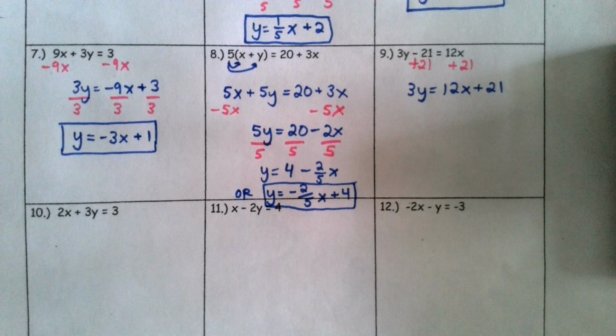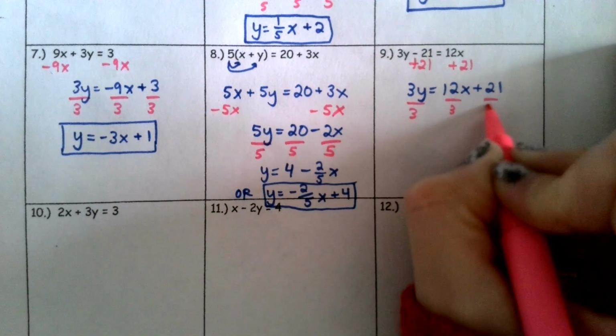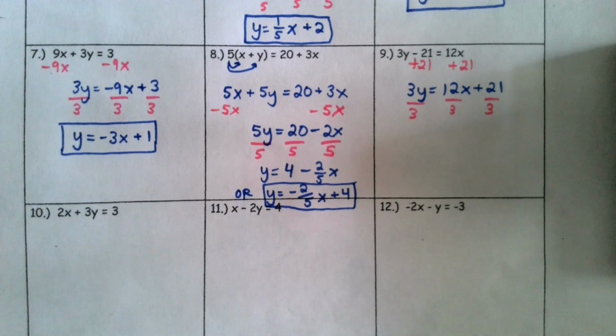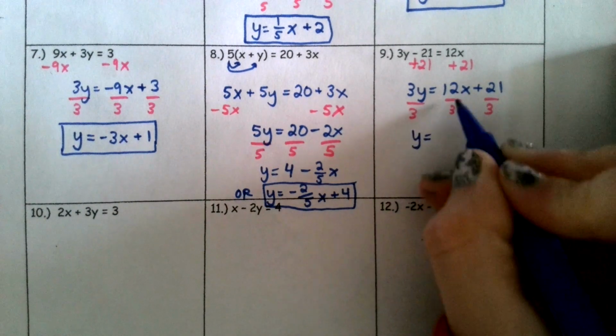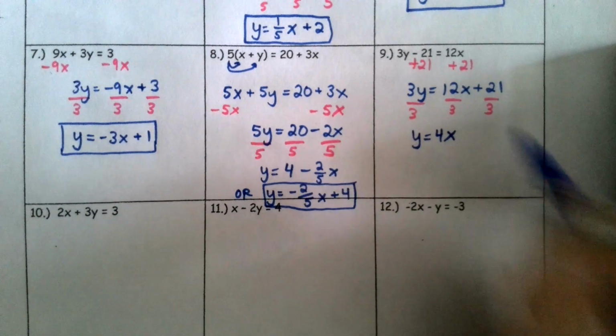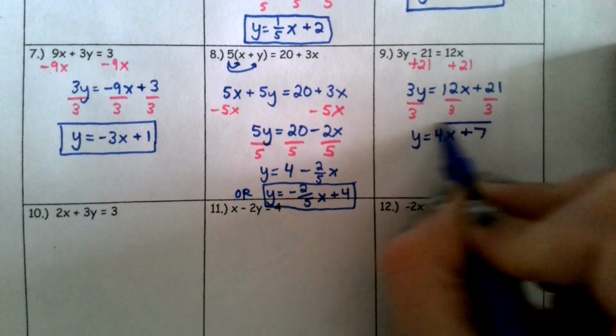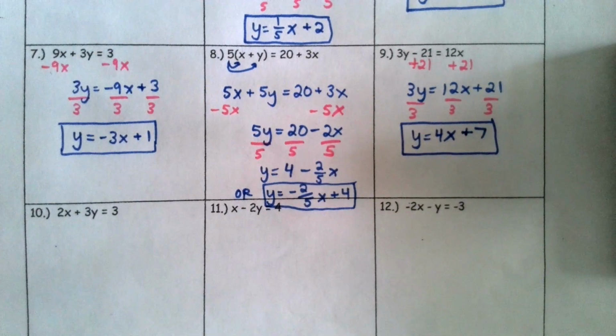And then we have one more step, which is to divide every single part of this equation by 3. So now we're going to have y equals 12 divided by 3 would be 4. Don't forget the x next to it. And then 21 divided by 3 would be 7. So we're going to have plus 7 on the end. So that is the slope-intercept form of that equation.